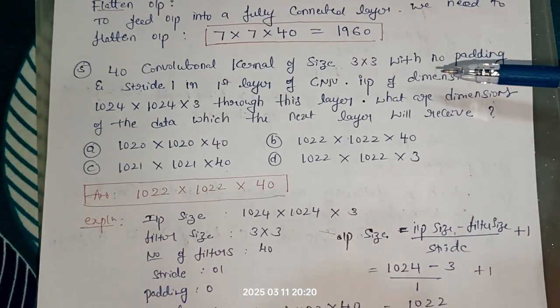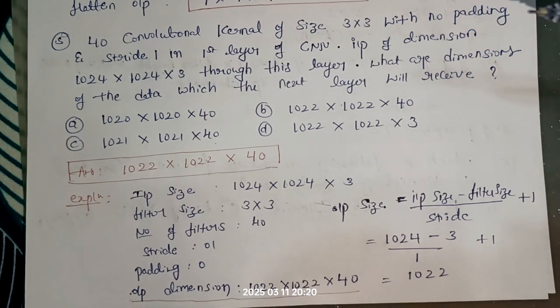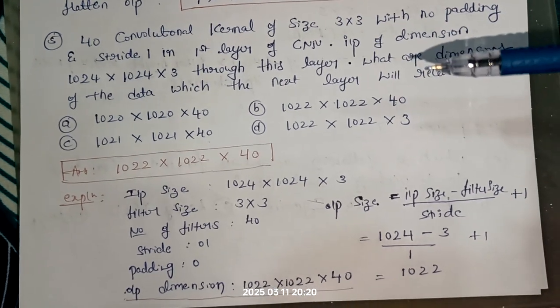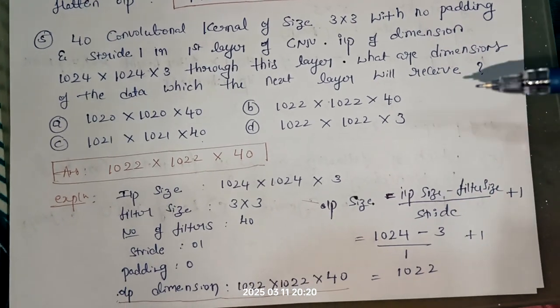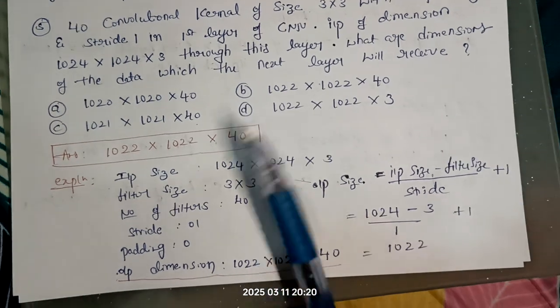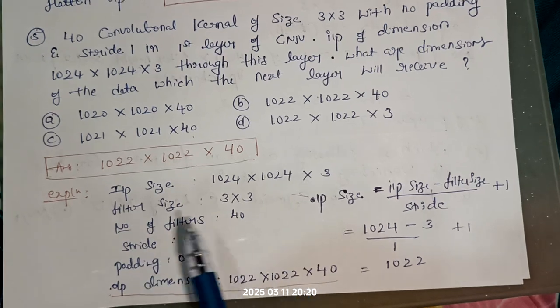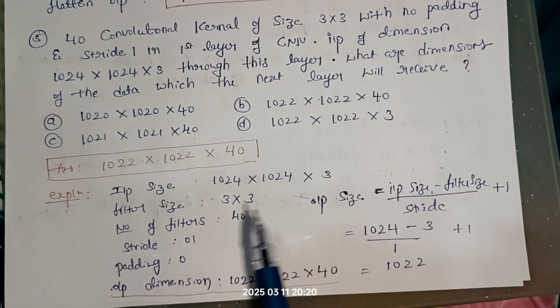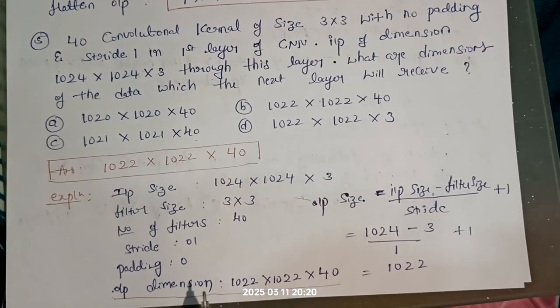40 convolution kernels of size 3 cross 3 with no padding and stride 1 in the first layer of the CNN. The input of dimension 1024 into 1024 into 3 goes through this layer. What are the dimensions of the data which the next layer will receive? So input size, what is that? It is 1024 into 3. Filter size is 3 cross 3. Number of filters is 40, stride is 1 and padding is 0.